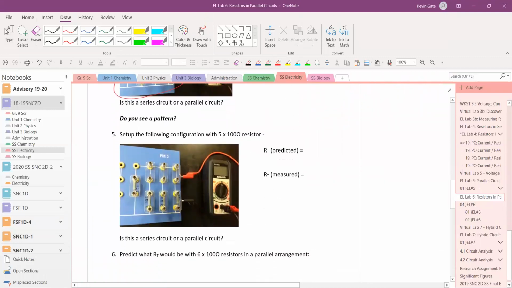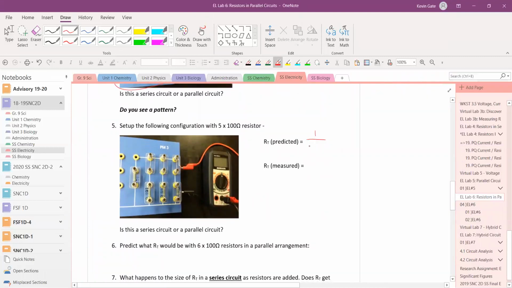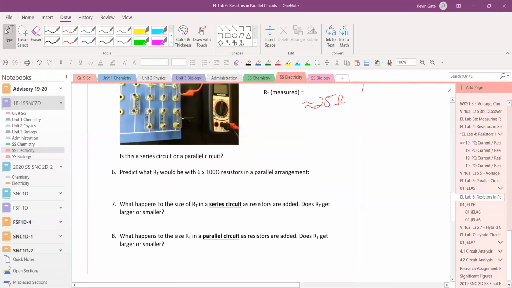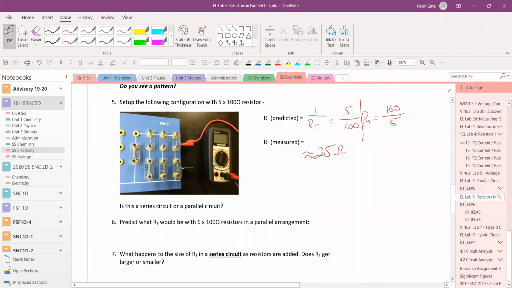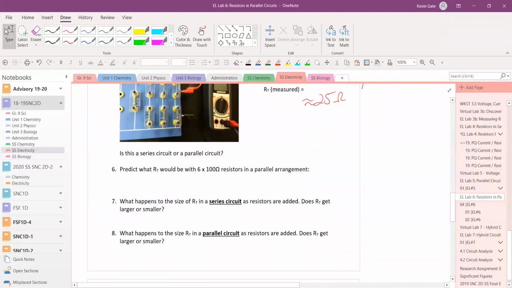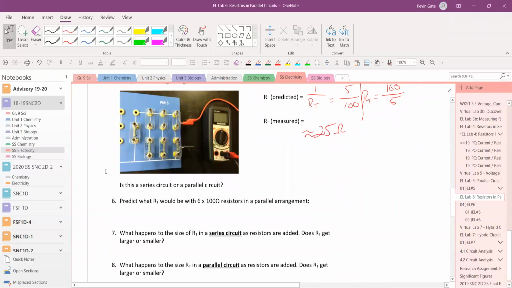By now, we've certainly recognized a pattern. With five resistors, we're going to assume that 1 over RT is equal to 5 over 100. So RT in this instance is equal to 100 divided by 5, or approximately 25 ohms. We can use this to predict the total resistance given any number of resistors. So certainly we could employ 5 resistors and get a total resistance of 20, or we could employ 6 and get a total resistance of 16.67 ohms. You would need to use your calculator for that one.